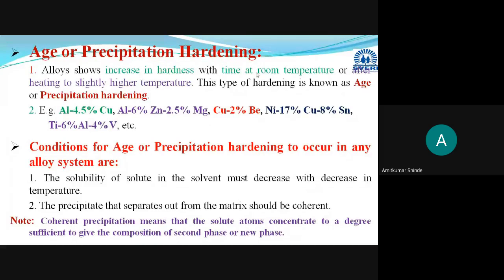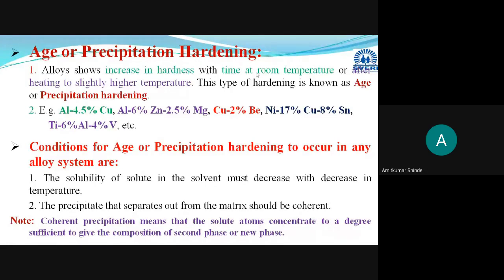Okay, this process will also be termed age hardening or precipitation hardening. So this is the concept of age hardening. Some alloys will show an increase in hardness value as time passes, and this whole phenomenon will occur at room temperature only. This will be termed the age hardening process.